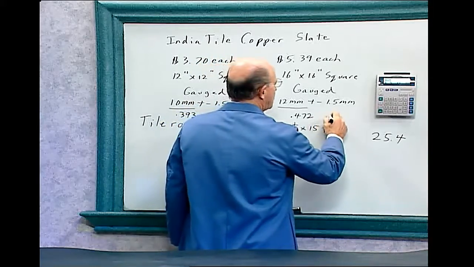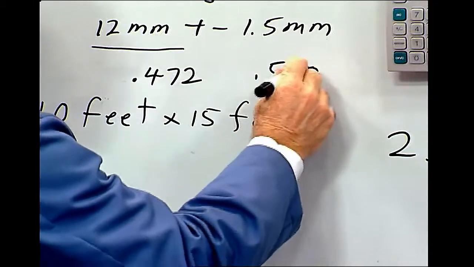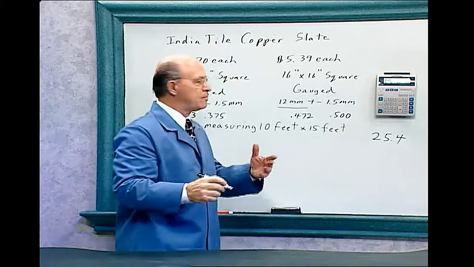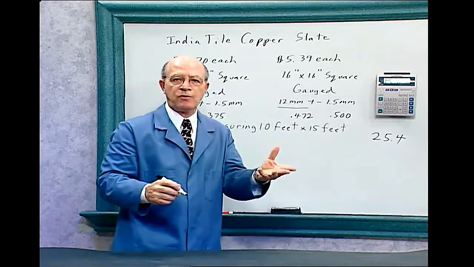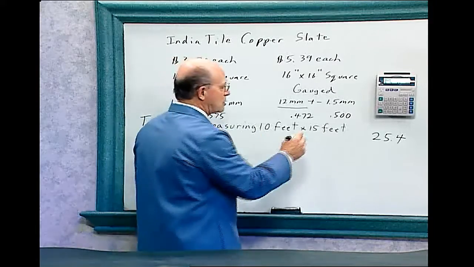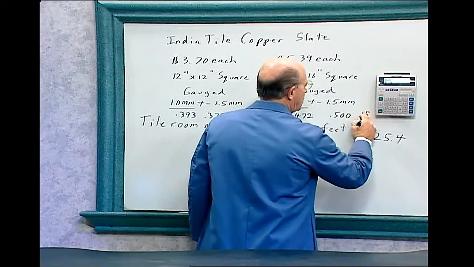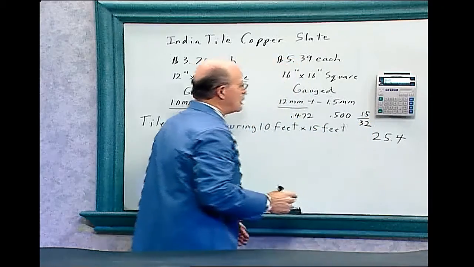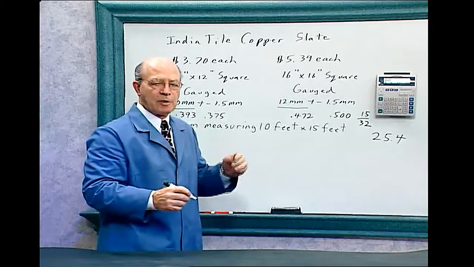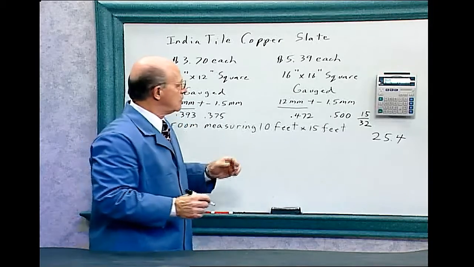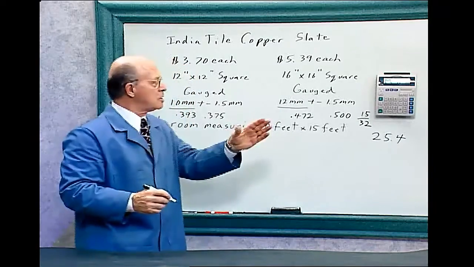Half an inch is 0.500, so it's actually about 1/32 of an inch under that. You can round it up to about a half inch, a little thinner than a half inch. So it gives you a little idea of the thickness between the two tiles.